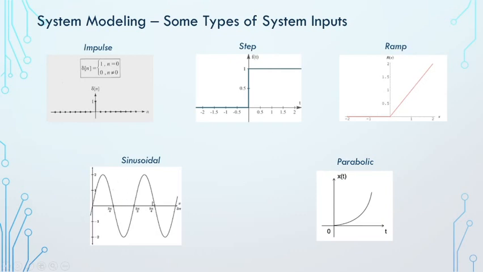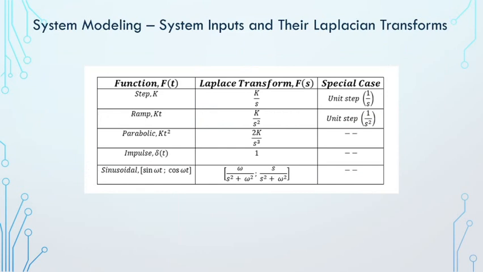Next, we have the sinusoidal function. And lastly, we have the parabolic function. Now, these are used to test the behavior of a system. It is very important that we understand that, like I said earlier, the fundamental tool for analyzing control systems is the Laplace transform. The other tools, probably when you get to the frequency domain and if you are dealing with discrete functions, you talk about the Z transforms. But what we're going to be dealing with in this study is largely Laplace transforms.